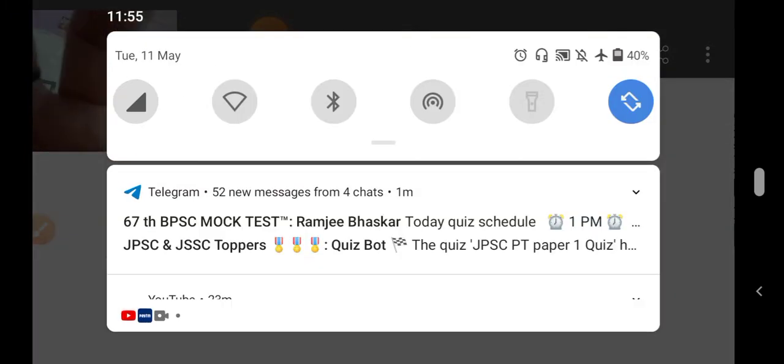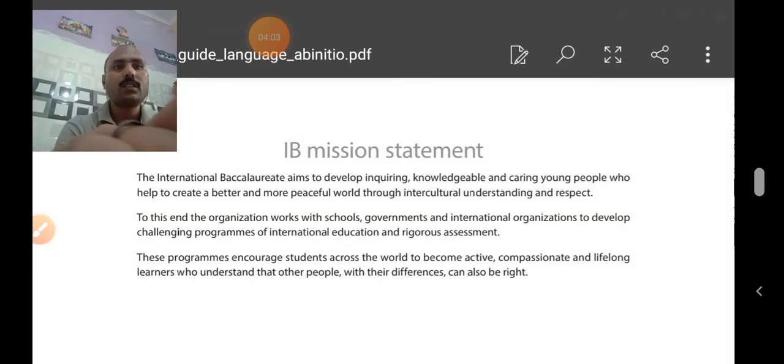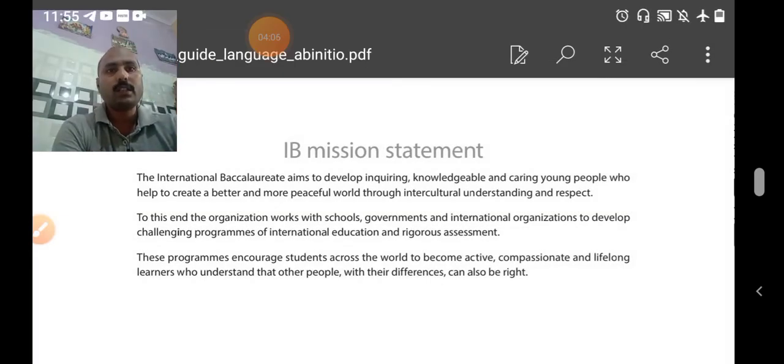Now you can see what the IB has clearly written here: learners, lifelong learners. What does it mean? In different circumstances and in a diversified world, how are our youngsters going to adjust, how will they be able to adapt, share their own culture, and accept other cultures with respect?